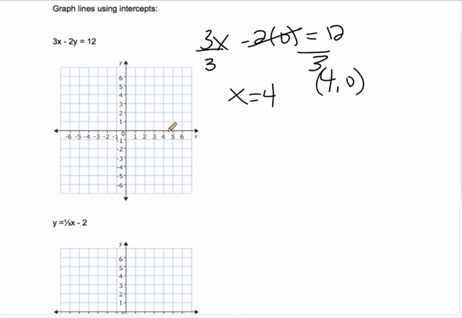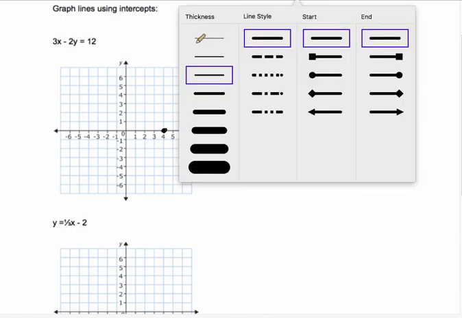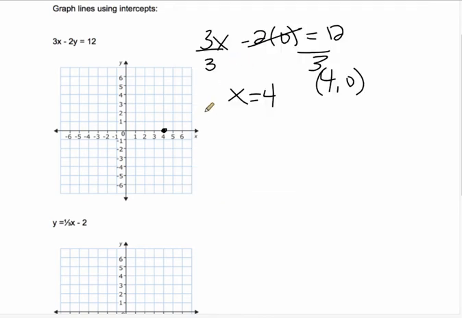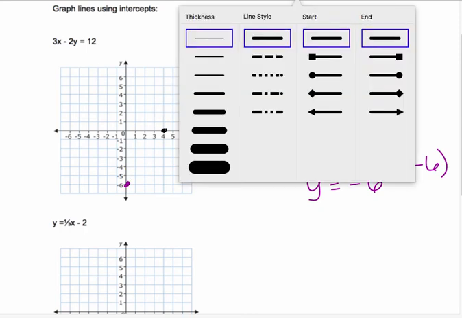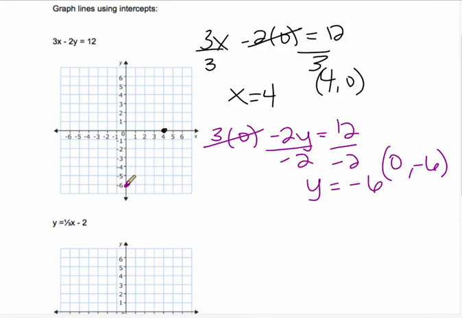So I'm going to go ahead and plot that point right here. That's 1 point. Now I'm going to do my y-intercept. 3 times 0 minus 2y equals 12. This goes away. Divide by -2. Y equals -6. So that is 0, -6. Now I can make my line. Please use a straight edge when you are making lines.